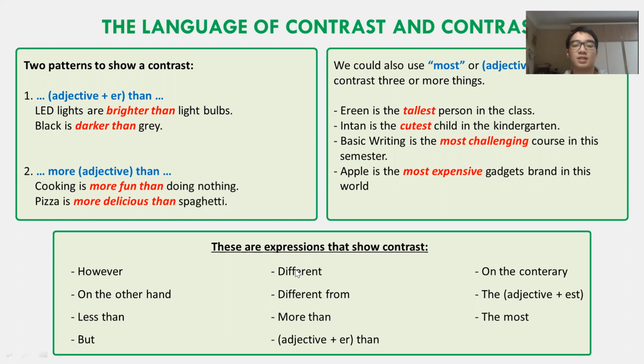Okay, and also these are expressions that we could use to show contrast: however, on the other hand, less than, but, different, different from, more than, and adjective plus er plus than, like brighter than, an example here. On the contrary, the adjective plus est, the most, like that.